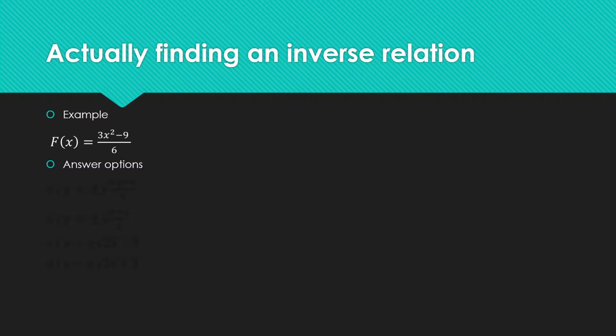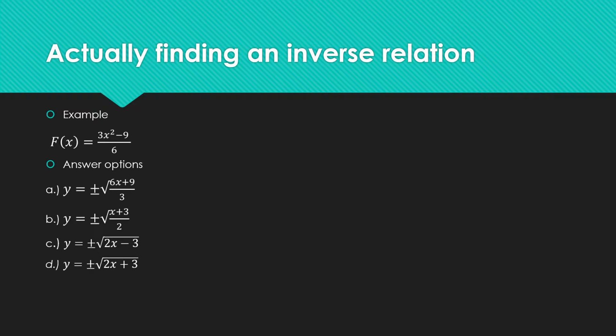Now these are your answer options. It is A, y equals plus or minus square root of 6x plus 9 over 3. B is y equals plus or minus square root of x plus 3 over 2. C is y equals plus or minus square root of 2x minus 3. And then D is y equals plus or minus square root of 2x plus 3.